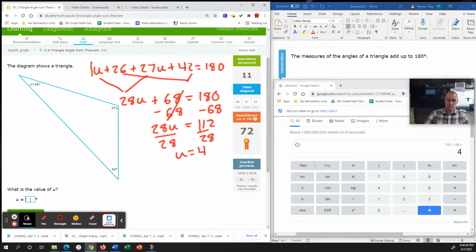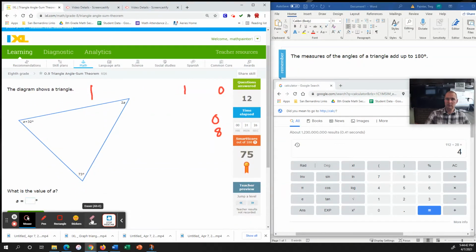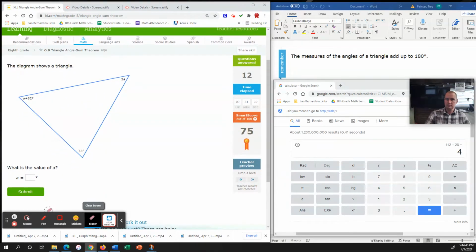So plug in 4. All right, smart score is 75. We are getting there. Most likely 2 more problems. And we'll keep the same thing going. Again, no parentheses on this one, so we'll just go a plus 32 plus 2a plus 73 equals 180. So that gets all 3 angles and our total angle of 180.